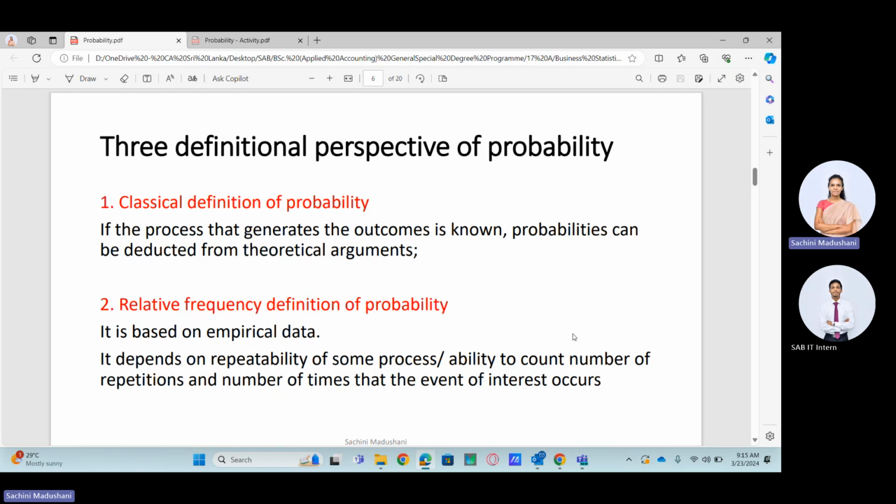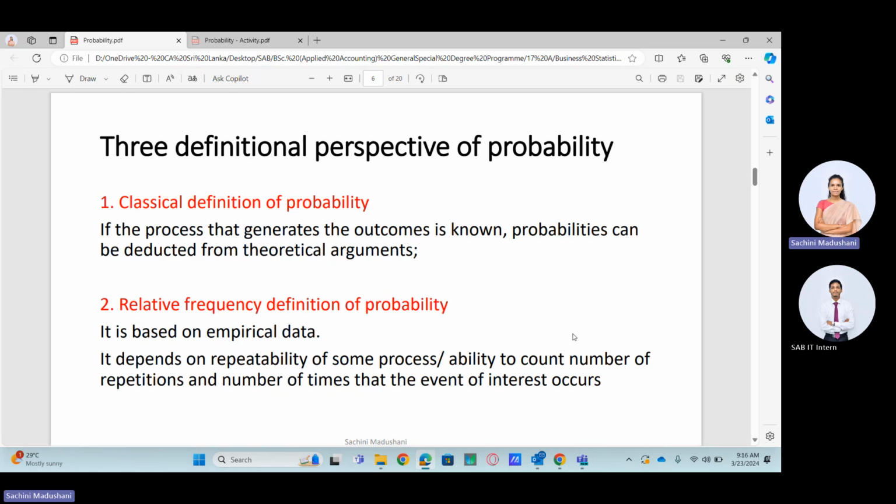How do we say a half is the probability of getting a head? There are two outcomes here, head or tail. Getting a head is only one chance out of two. Then 1 over 2 is the probability value. That is what we call the classical approach.